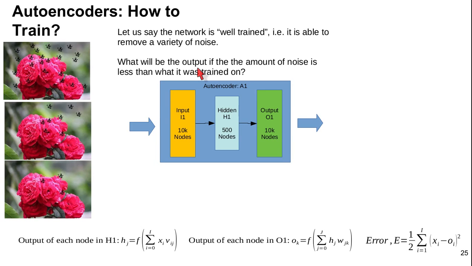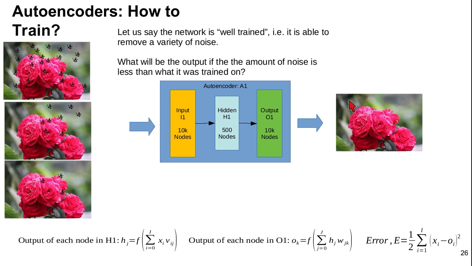Let us say we have such a well-trained autoencoder, A1 here as an example, and it is able to remove a variety of noise from a variety of images. What should be the output if the amount of noise is less than what it was trained on, or if the amount of noise had a range? So for instance, here you have an input image with more noise, there is less noise in this image, and there is even lesser noise in this image. If this network is indeed well trained, we would expect that the output is the image without noise in it.